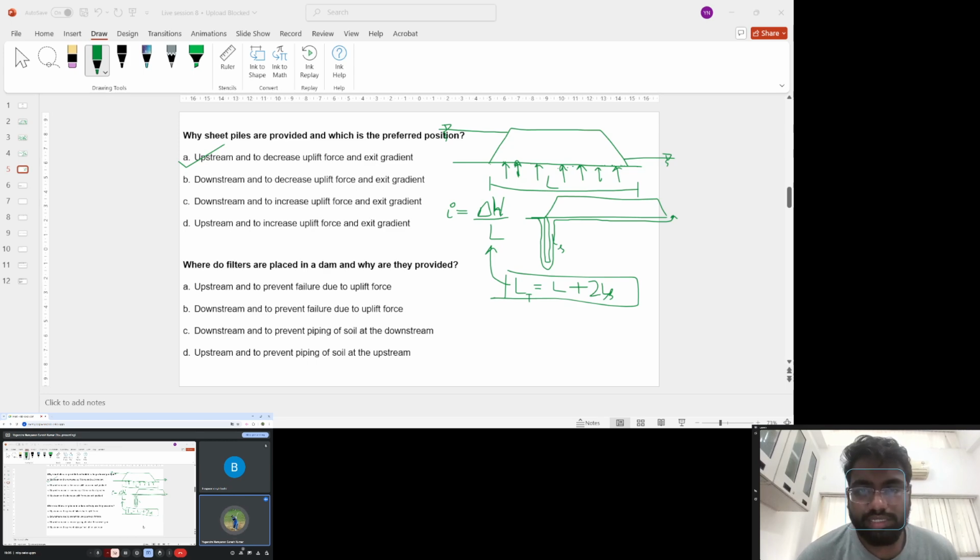Are you able to understand this? So the primary function of the sheet pile is to reduce the uplift force and the exit gradient. How it reduces is that it increases the length of the flow path. So that is how the purpose is solved by using the sheet pile. Hope it is clear, or are you finding it difficult to understand?